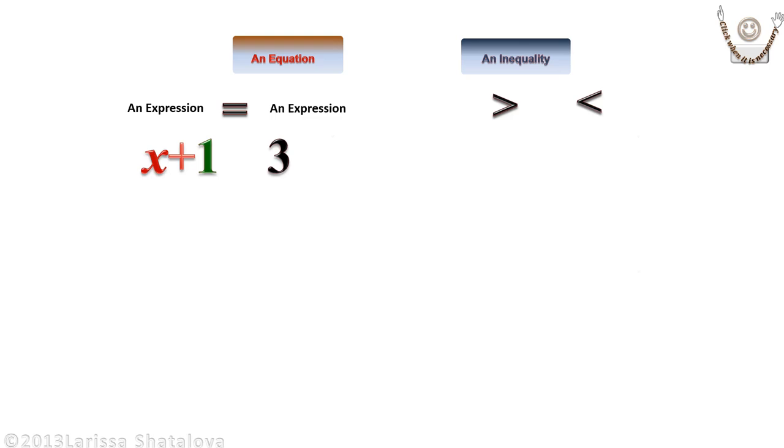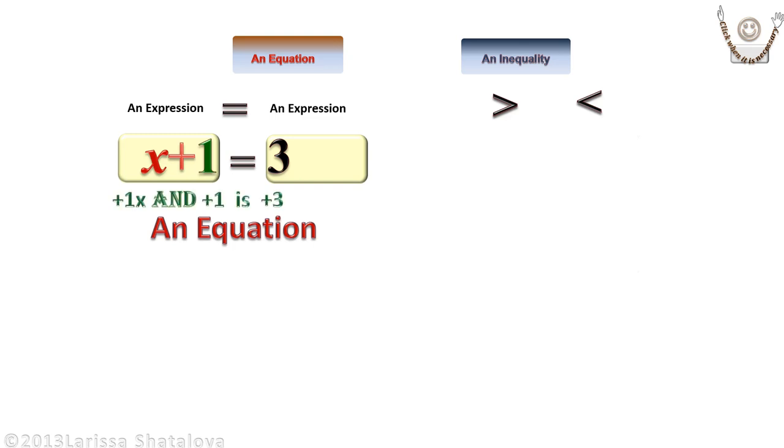Short review. We have three symbols: one symbol is the equal sign and two symbols are for inequality. If we have two expressions and they are equal, then we call this an equation. Here is an example: x + 1 is one expression, and 3 is the second expression. If they're equal, we call this an equation, and we can read this as x + 1 is 3.